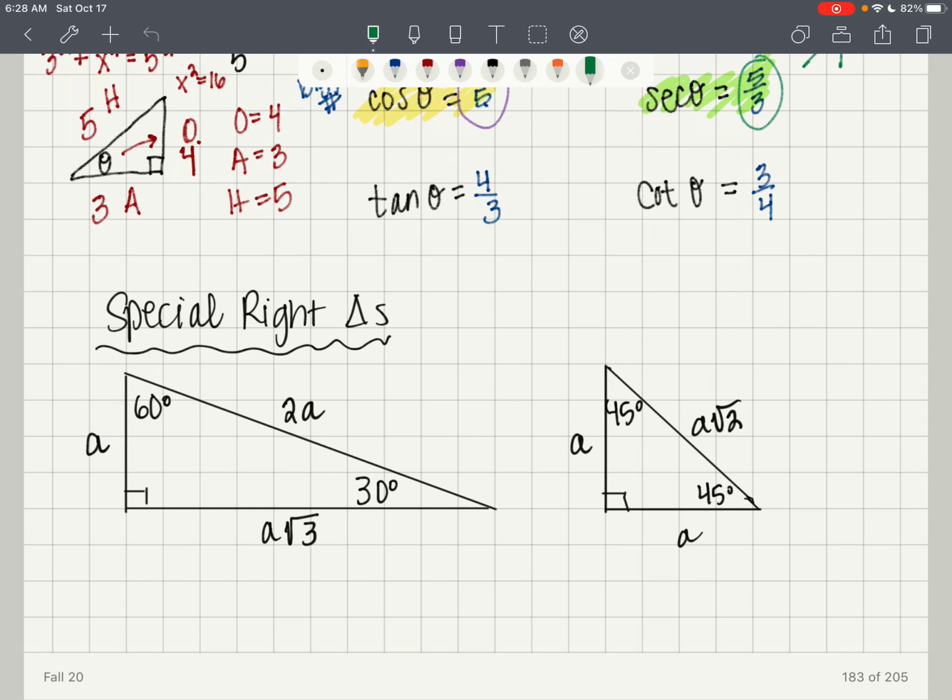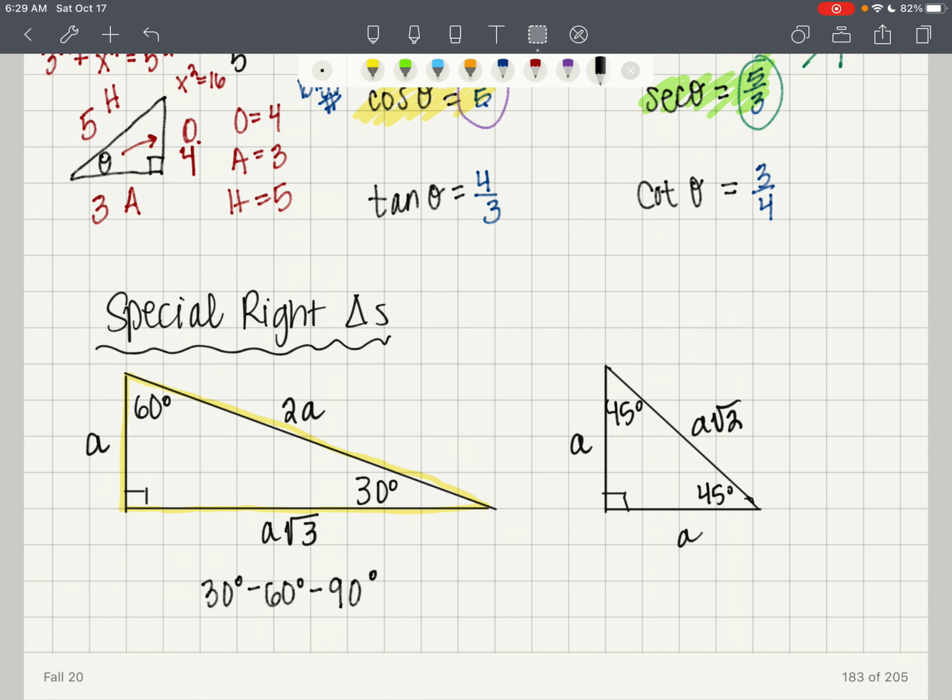In trigonometry, we have two very special right triangles. One of them is called the 30, 60, 90 triangle, and that is because the two acute angles are 30 and 60 degrees, and then of course the 90 degree is what makes our triangle a right triangle. So this is called the 30, 60, 90 right triangle. And what's special about it is that it has a very special relationship with the sides.